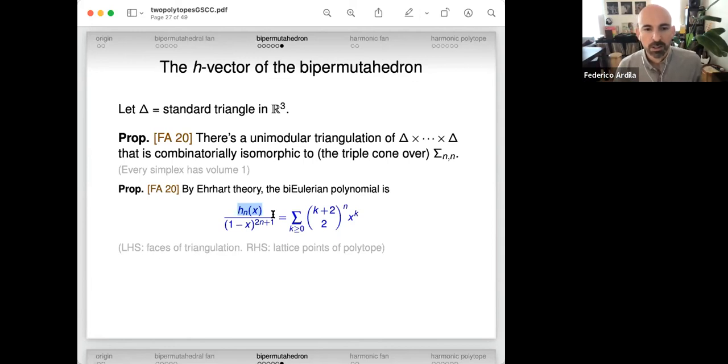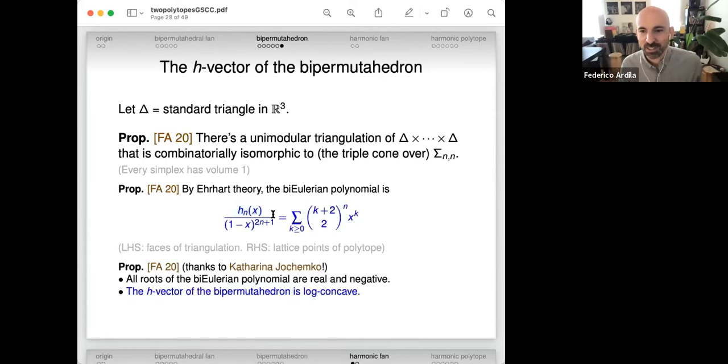Once she gave that talk, I just knew, okay, Katarina is going to know immediately what to do. And we sat down first. I thought we were going to have coffee and talk about this, but I just showed her this formula. She said, yeah, that's real rooted and log concave, and she basically knew all the right tools. If you know how to work with polynomials with real roots, you get that this polynomial has real roots, and therefore that H vector is log concave.